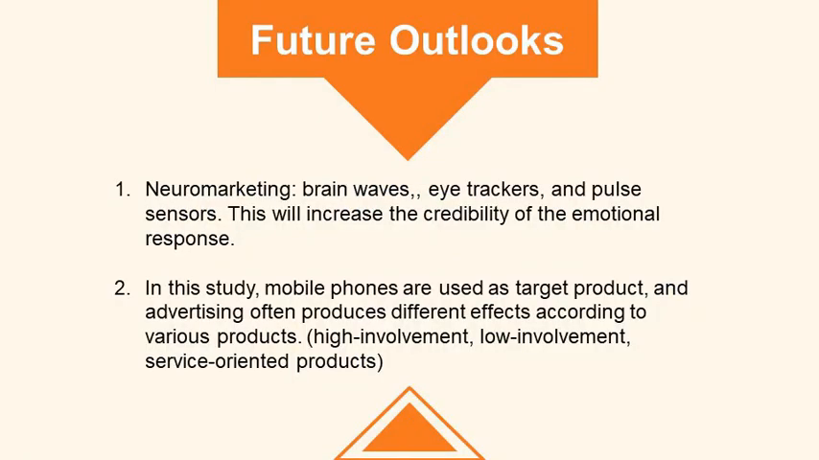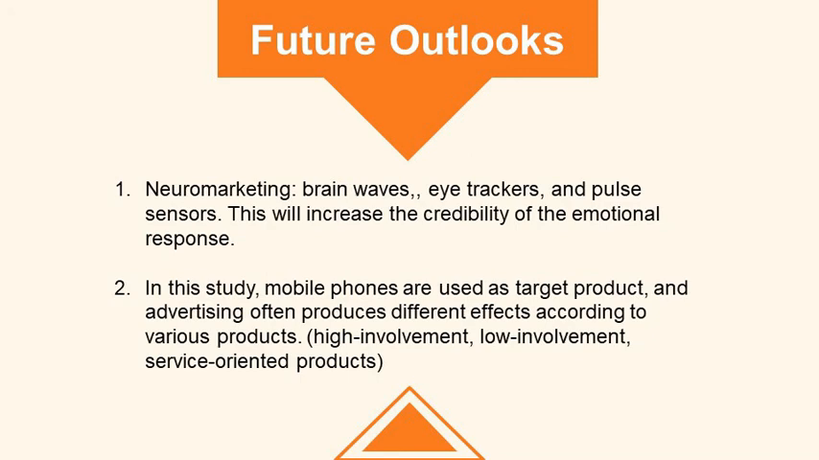It is difficult to measure emotion and avoid the Hawthorne effect at the same time. So it would be a trend for this type of research to be combined with neuromarketing, which can detect direct consumer physiological characteristics, using technology such as brain waves, eye trackers, and pulse sensors. This will increase the credibility of the emotional response.